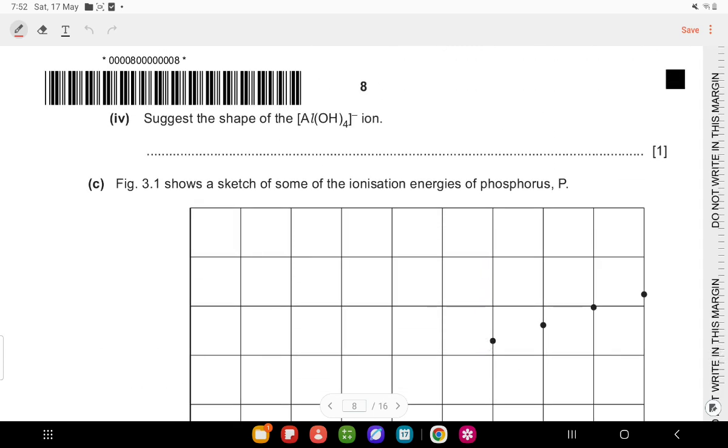Suggest the shape of the aluminium tetrahydroxide ion. So this is tetrahedral.